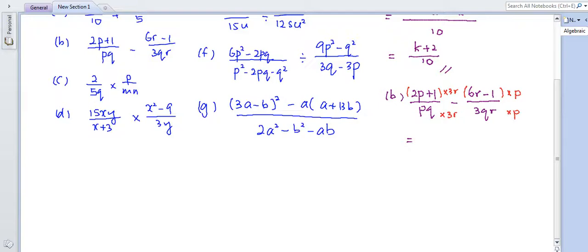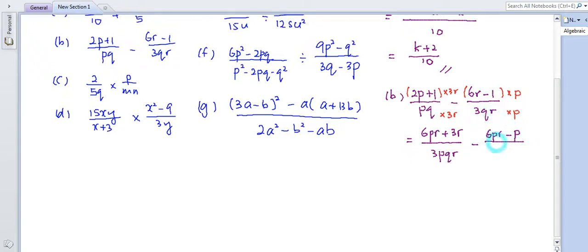Okay, let's check, see correct or not. 2p times 3r, you get 6pr, 6pr plus, you have 3r here, 1 times 3r, you get 3r. So pq times 3r, you will get 3pqr. So how about this part? 6r times p, you get 6pr, 6pr minus 1p.